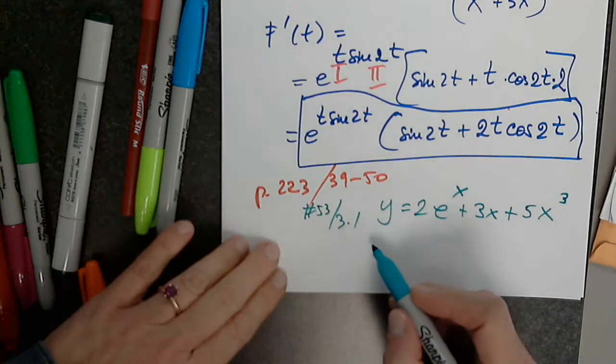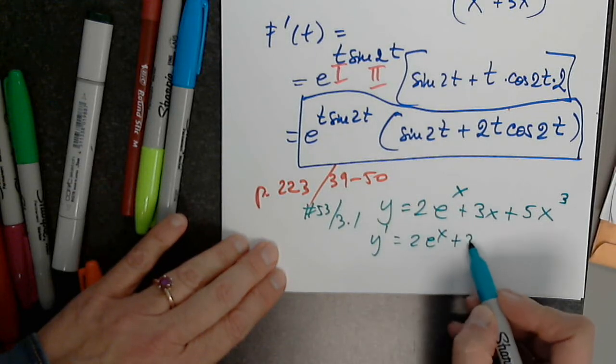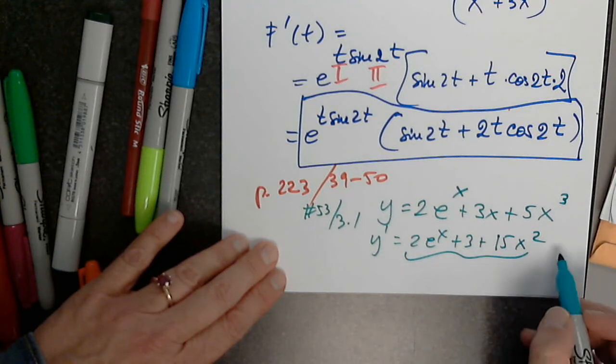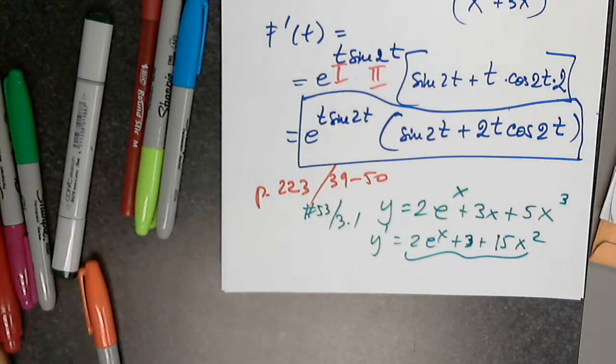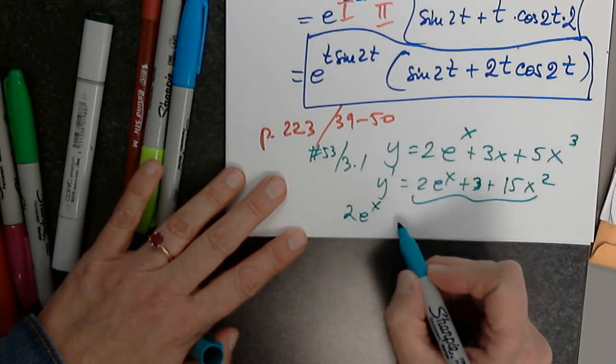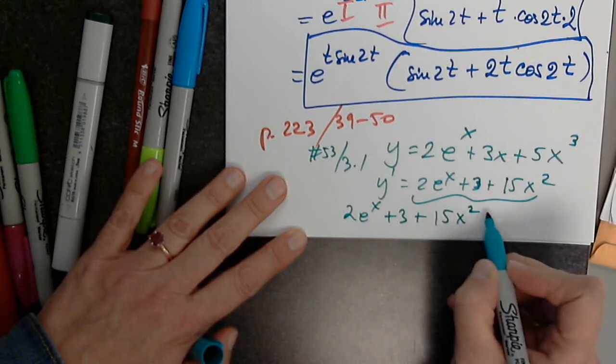So we have y equals 2e to the x plus 3x plus 5x cubed. When you differentiate this, you get 2e to the x plus 3 plus 15x squared. Maybe we didn't do this one in class. Has no tangent line with slope 2. Did I copy the problem correctly? 2e to the x, 3x, plus 5x cubed. Yes, it is that one.